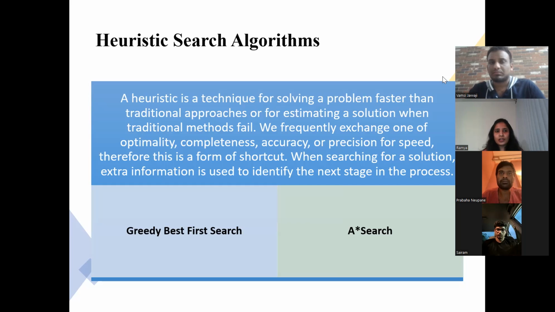Whereas a heuristic search algorithm is a technique for solving a problem faster than the traditional approaches, or for estimating a solution when traditional methods fail. So we frequently exchange one of optimality and completeness for speed. Therefore, this is a form of shortcut. When searching for a solution, extra information is used to identify the next stage in the process. So Greedy BFS and A-star search algorithms come under the heuristic methods.